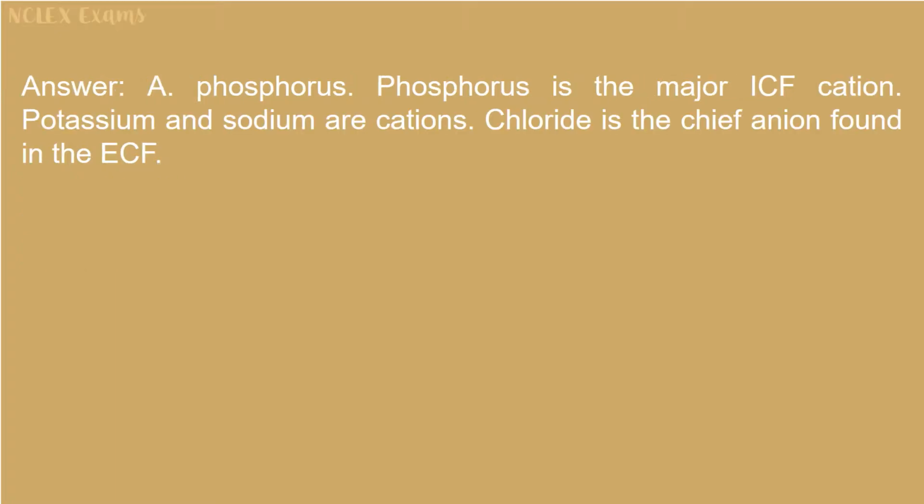Answer A. Phosphorus. Phosphorus is the major ICF anion. Potassium and sodium are cations. Chloride is the chief anion found in the ECF.